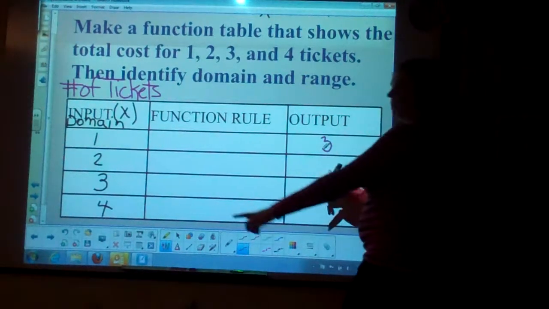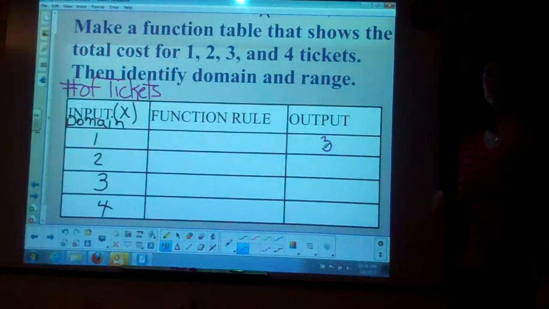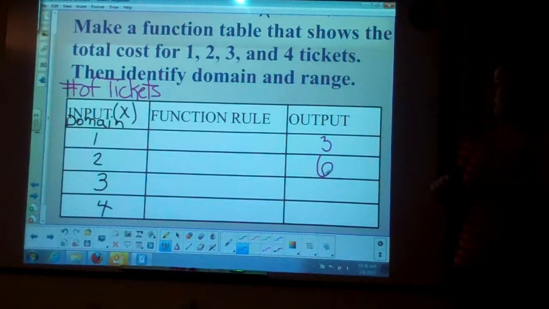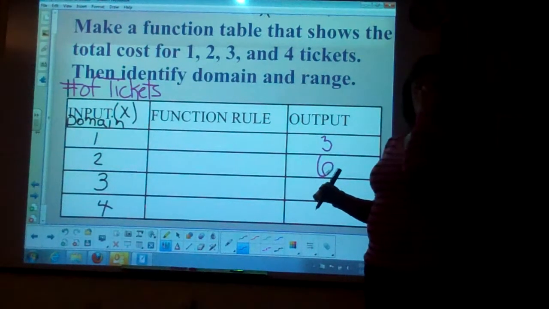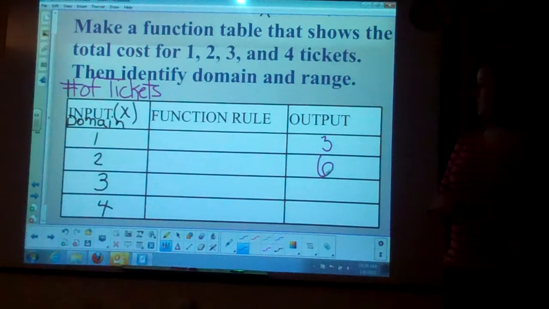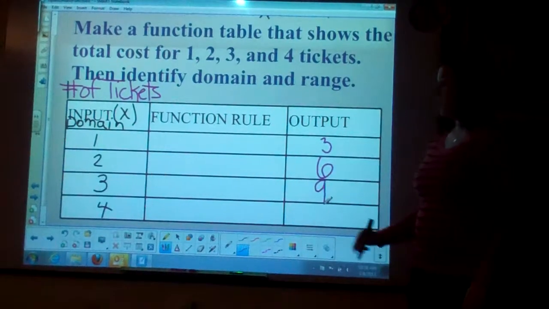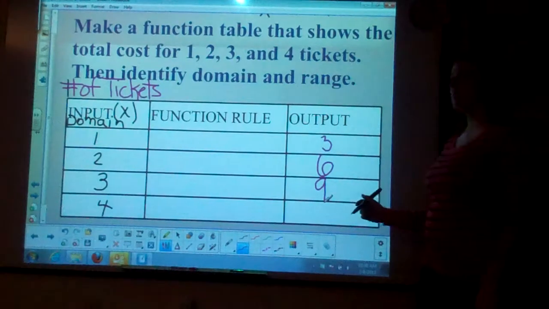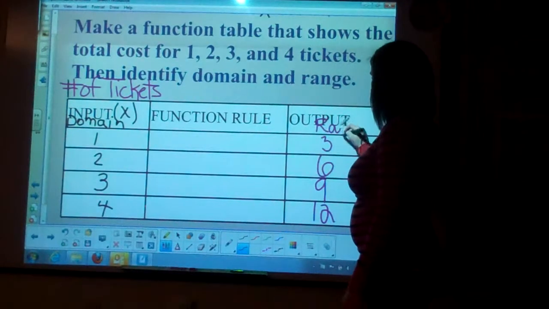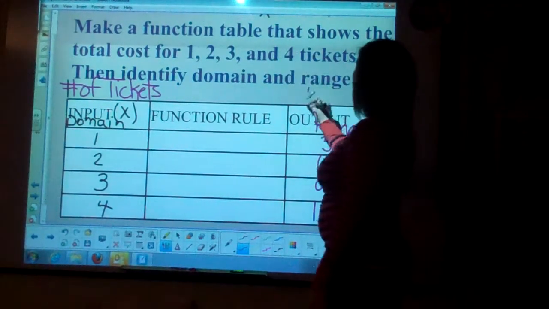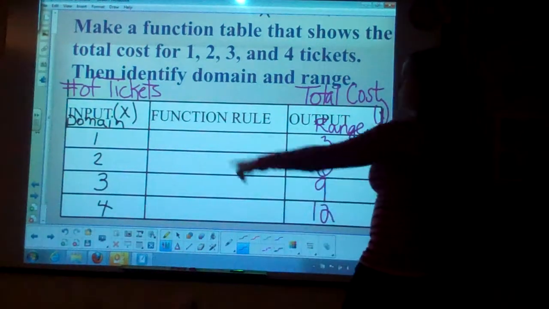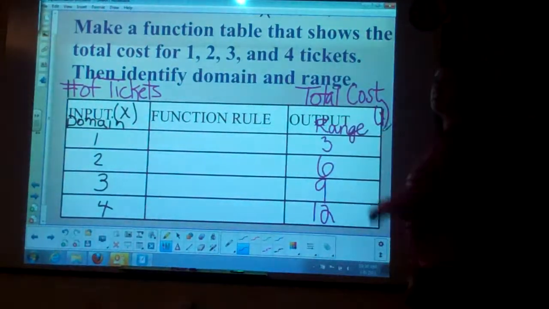What would it cost if we bought 2 tickets? 6. Yeah, 2 times 3. Each ticket costs $3. If we bought 3 tickets? 9. And then if we bought 4 tickets? 12. And what are our output values? The total cost. Yep, your y coordinate. So our input is the number of tickets. Our output is the total cost, how much we're going to pay.